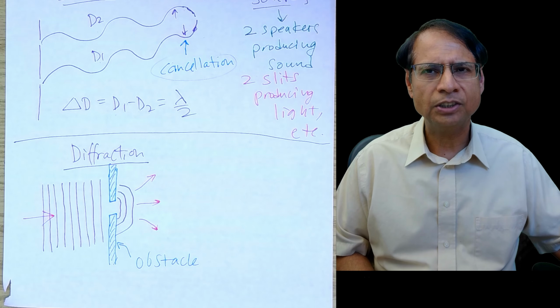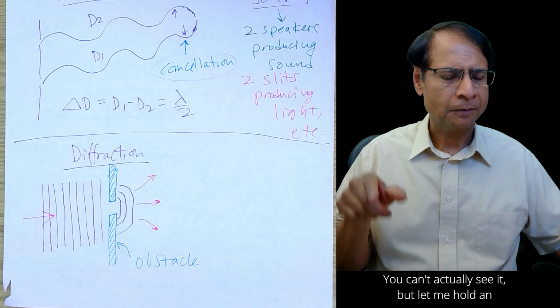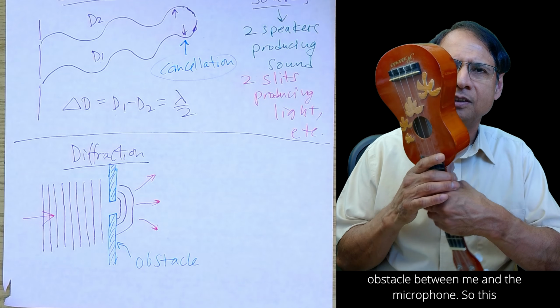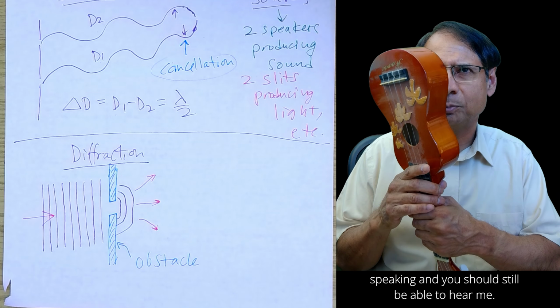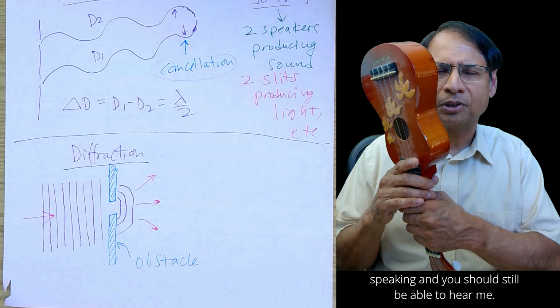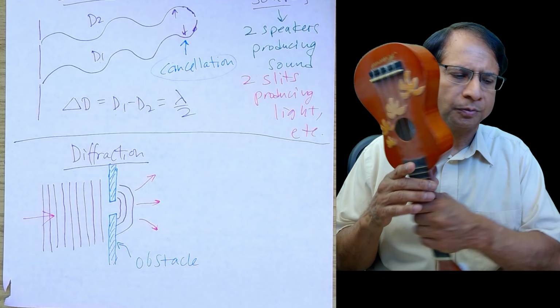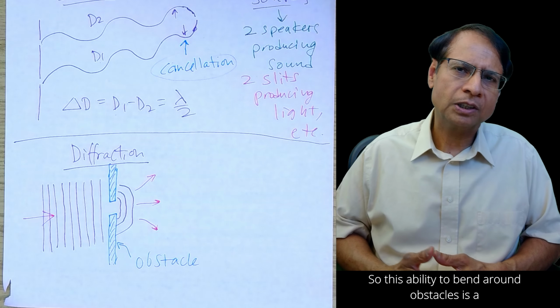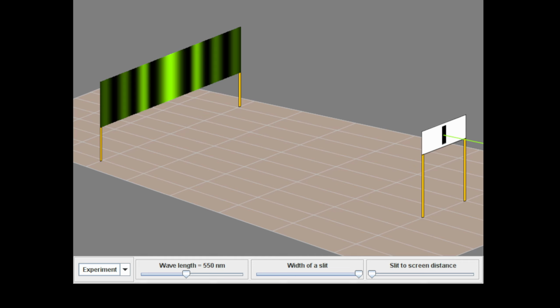And here's a demonstration of it. So the microphone's in this direction, you can't actually see it, but let me hold an obstacle between me and the microphone. So this is blocking the line of sight to it. So here I am speaking, and you should still be able to hear me. There'll be some alteration in what goes through. So this ability to bend around obstacles is a characteristic of waves, and this thing is called diffraction.